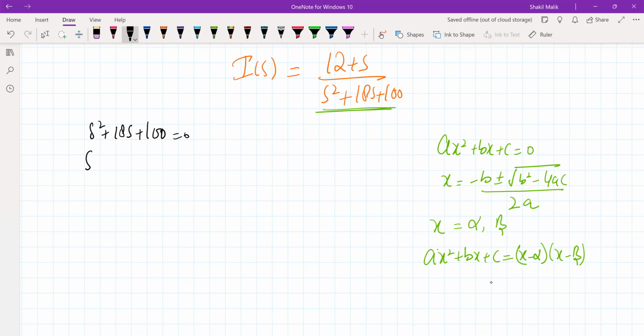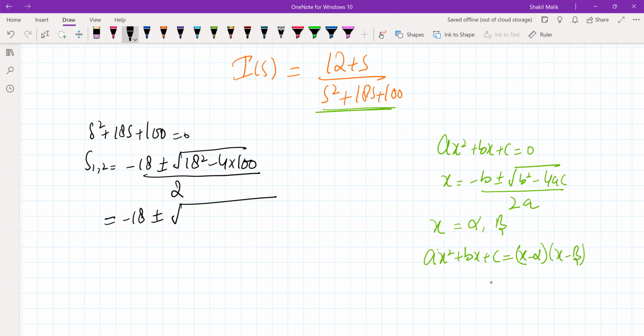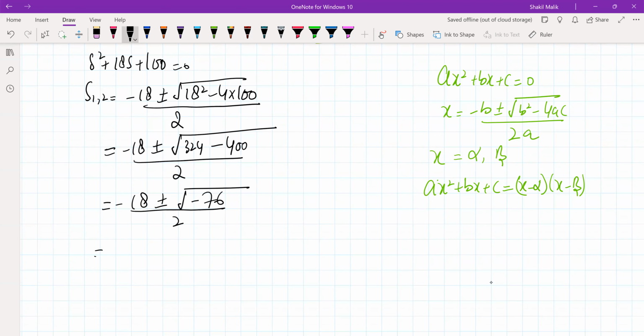It's equal to 0. So s1 and s2, what are the roots of this? That is minus 18 plus minus under root of 18 square minus 4 times 100, divided by 2. 18 square is 324, minus 400 is minus 76. So this will be equal to minus 18 plus minus under root of minus 76, divided by 2.